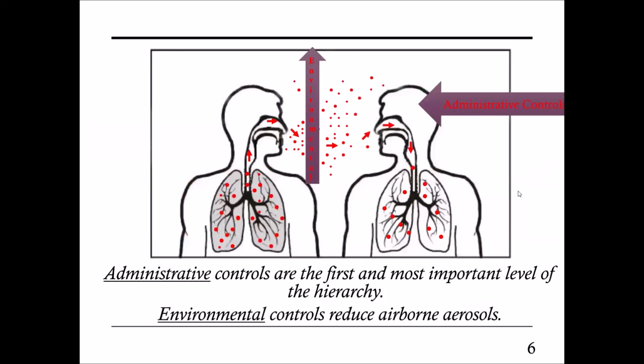So I put a big arrow here on the right that administrative controls involve the brain of this person on the right to prevent TB from getting into his lungs. We want to do things in the environment to prevent aerosols from getting into that person, but the brain of the person is the most important function in protecting us.